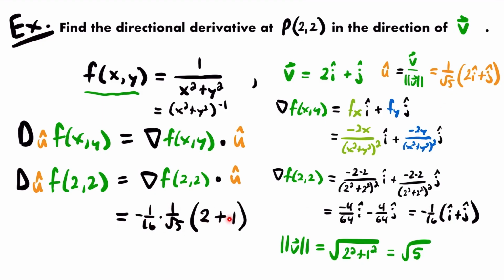Okay, because then 2 plus 1 is 3, and then you can multiply 3 into the numerator here and get that the directional derivative is negative 3 divided by 16 square roots of 5. And that's it. That really can't be simplified in any way. That is the final answer. It is approximately equal to negative 0.08385. And so that gives you an idea of the actual value of that slope. But this is the slope or the directional derivative at this point on this surface in the direction of this vector. Let's take a look at another example.